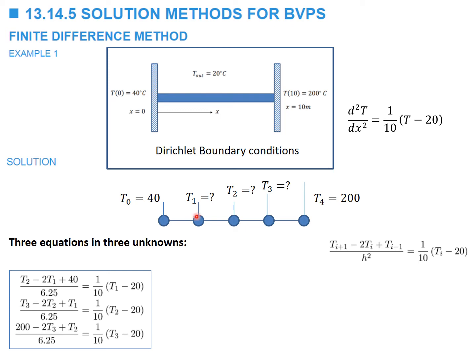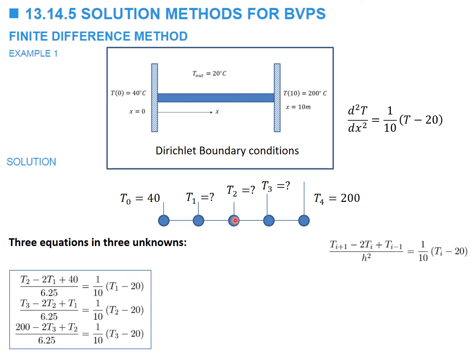So when I apply this equation with i equal to 1, T sub i plus 1 will be T2, minus 2 T1, plus T sub i minus 1. In that case, i minus 1 is T0, which is 40. Divided by h squared, which in this case is equal to 6.25. This is equal to 1 over 10 multiplied by T1 minus 20. So when we set i equal to 1, we get this equation.